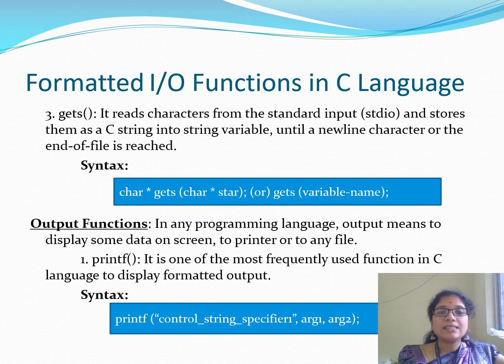Gets, the gets function we mainly use in string functions. It reads characters from standard input and stores them in a C string, into a string variable, until a new line character or the end of file is reached. The syntax for gets function: char star gets of char star, or gets of variable name. Both are syntax for gets function.